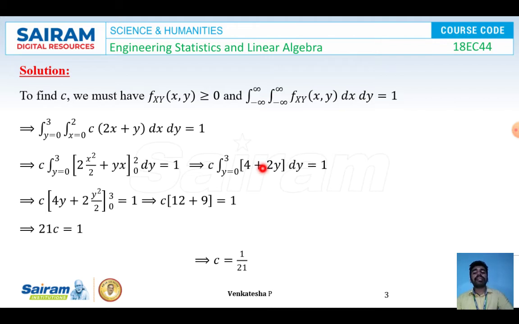Now again integrating this function with respect to y, I got c into 4y plus 2 into y square by 2. Here 2 gets cancelled, between the limit 0 to 3. So after cancelling 2 and 2, applying the upper limit, I got the expression c into 12 plus 9. For lower limit, the complete equation will become 0, is equal to 1. So on simplifying this, we got 21c is equal to 1, or c is equal to 1 by 21, which is the required constant value for this problem.